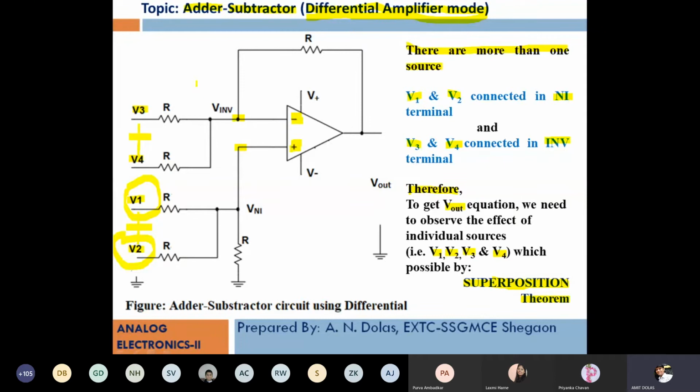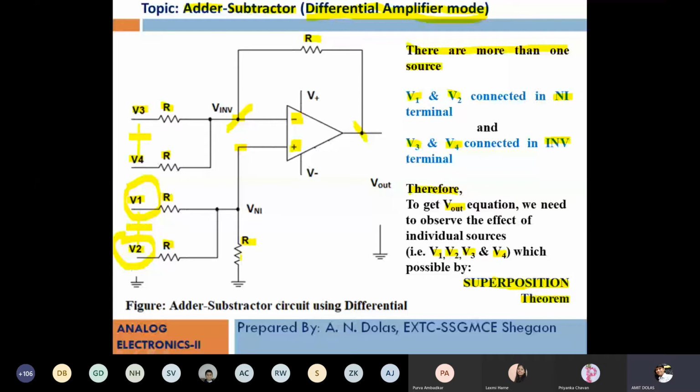So this is how we will be using the superposition theorem. You can see the network is symmetric because all the resistances connected along with the sources have the notation R. The resistance in feedback, that is between output and inverting terminal, is also R. And the resistance at the non-inverting terminal is also R. So this is a symmetric network. All the resistances are equal. Let's go for the superposition theorem and analysis of this circuit.